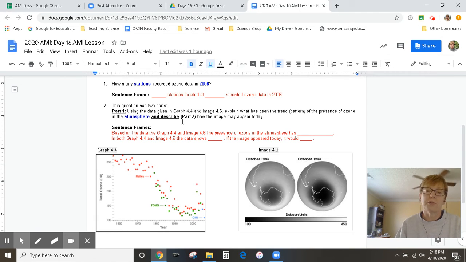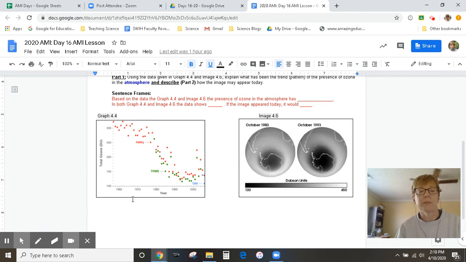And then part 2 says, describe how the image may appear today. So if it were me, I would look at graph 4.4 and image 4.6 and look at what information both are giving me, and then sort of marry those two together and see if I can see a trend or a pattern, and then see if I can decide what might be happening in 2020. And remember, this doesn't go all the way out to 2020. This graph goes to maybe 2009, 2010, and this image only tells us about 1983 to 1993.